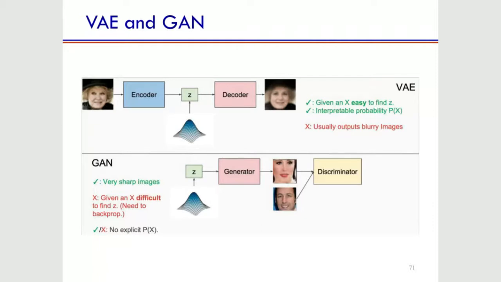But the problem is, empirically, people observe that VAEs give mostly blurry images, because the output of a VAE you're assuming to be a Gaussian. Okay, so if you draw from a Gaussian, you generally don't get a sharp image. GANs, on the other hand, once you train them, give you very sharp images.